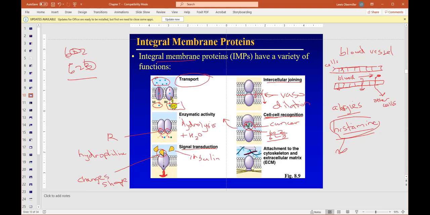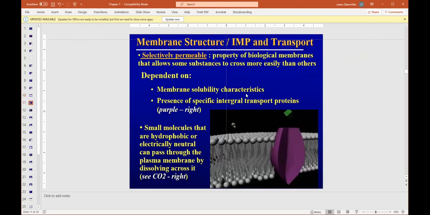And then the other role of these integral membrane proteins, although it's more rare, is to attach to the cytoskeleton and the extracellular matrix. This is the most common. And this is what we're going to focus on in this chapter. Any questions so far?